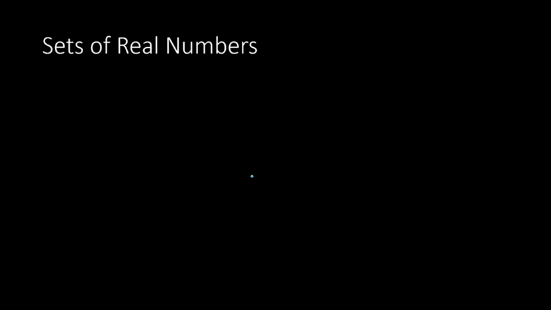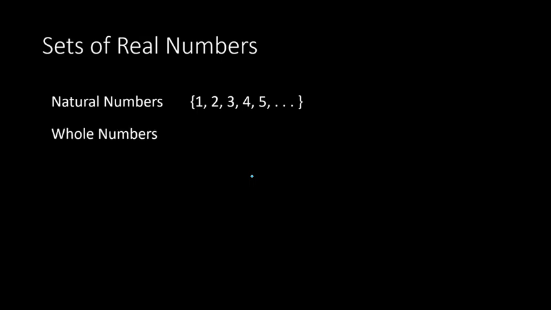Now with sets of real numbers, we have what we call natural numbers, and this is what you think of when you think of counting. All right, you start with 1, then you go 2, 3, 4, 5, etc. So it starts at 1 and is counting up from the number 1. And then we have what's called whole numbers, which includes all the natural numbers, but also adds the number 0.